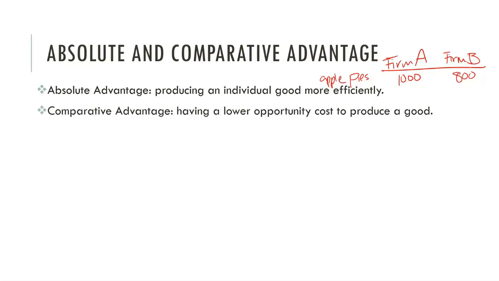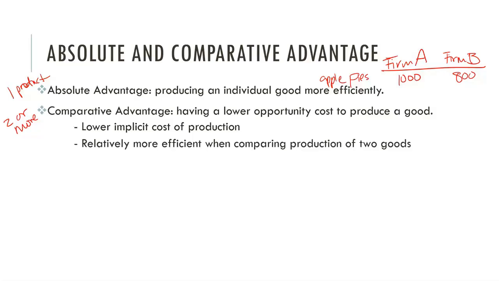Comparative advantage, though, means that someone has a lower opportunity cost of producing a particular good. With absolute advantage, you're just looking at one product, one good or one service. With comparative advantage, we're looking at 2 or more products. So it means that there's some lower implicit cost of production, right? What else could they be producing? What else are they giving up? So comparative advantage means you're relatively more efficient when comparing the production of 2 goods.